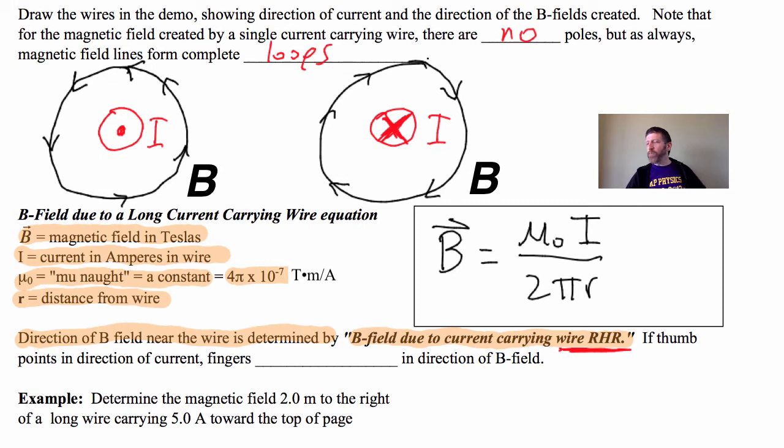And all you do is you point your thumb in the direction of current, and then your fingers will curl in the direction of the B field. This r is the distance away from the wire. That's the distance r to where you're trying to calculate the magnetic field. Let's go ahead and do an example of this.